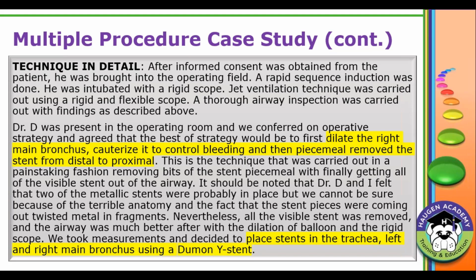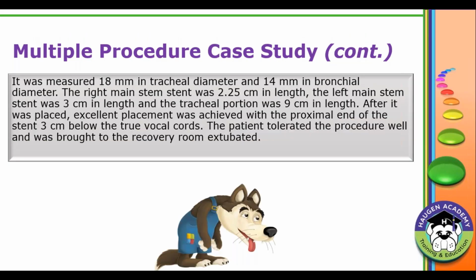He did some other stuff, but then he gets down and he talks about placing the stents in the trachea, left and right main bronchus using a Dumont Y stent. And nowhere in here does it talk about removing this granulomatous tumor, I think is what he called it on the previous slide. And then the last of the report.